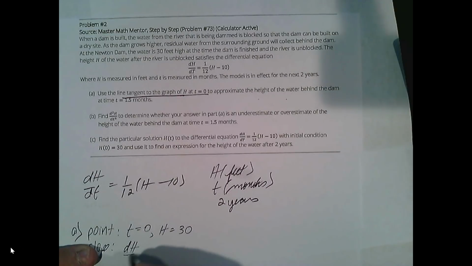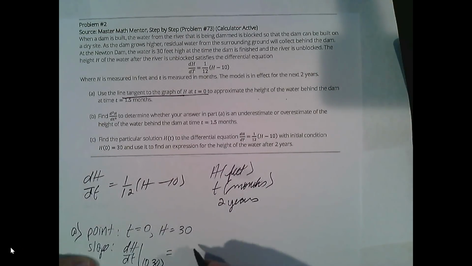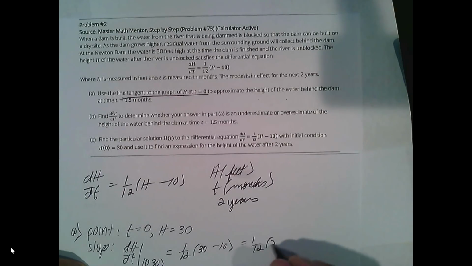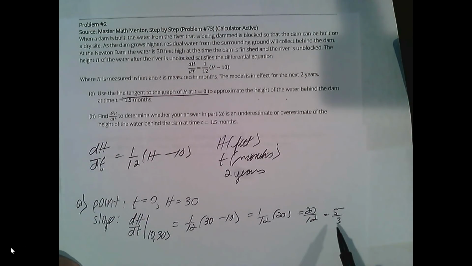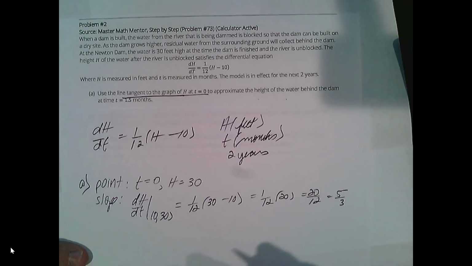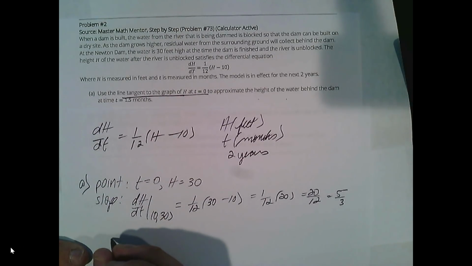I need dh/dt at (0, 30). Plugging in, I'm going to get 1/12 times (30 minus 10), which is the same as 1/12 times 20. You get 20/12, and that's 5/3. That's also a huge waste of time to simplify. But okay. We're going to write the equation of the tangent line.